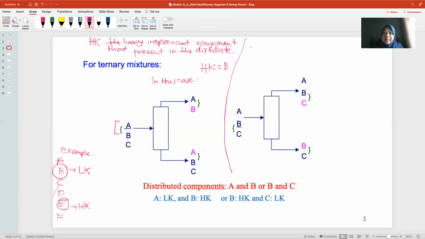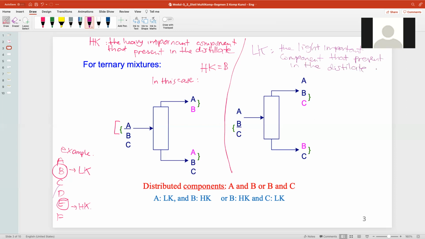Now, with that, what is the light key? Contrary to the heavy key, the light key is the light important component that is present in the bottom product. So the light important component that is present in the bottom.